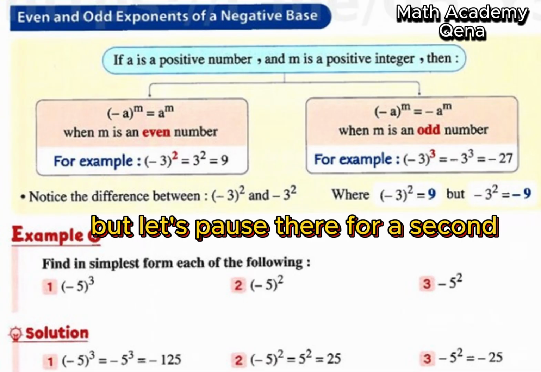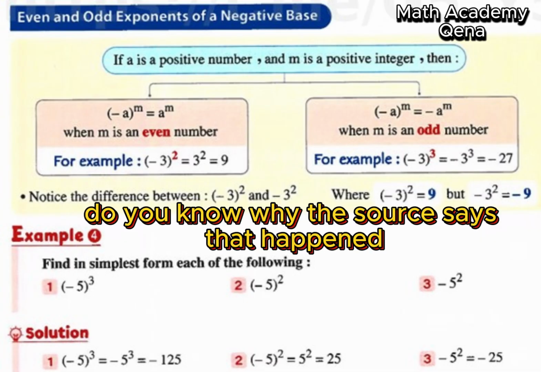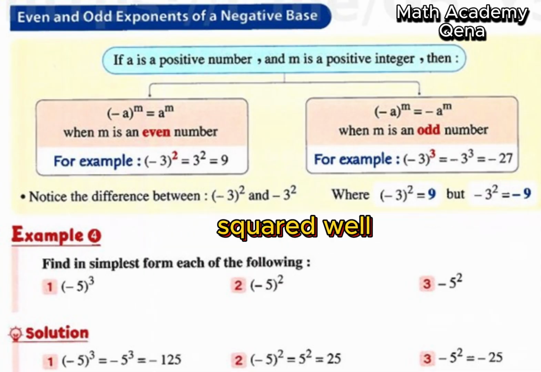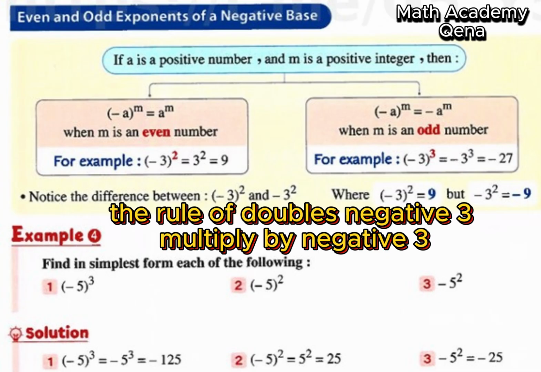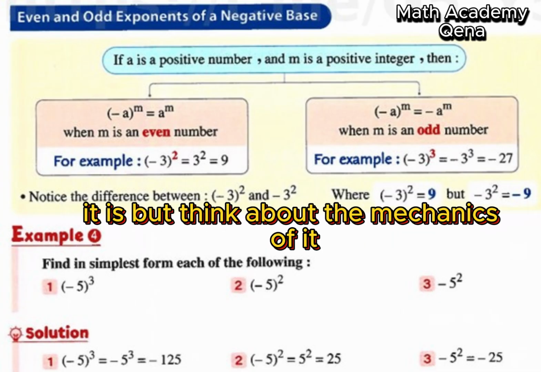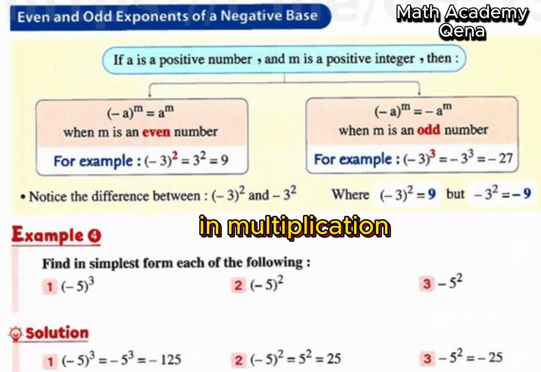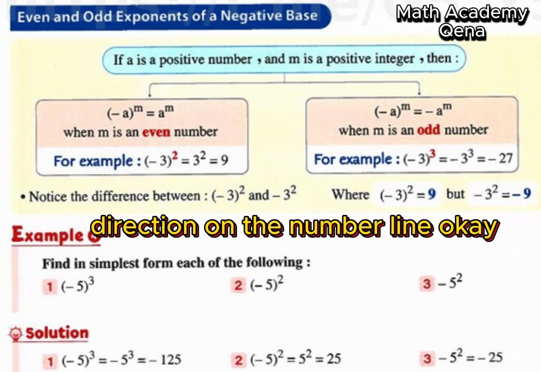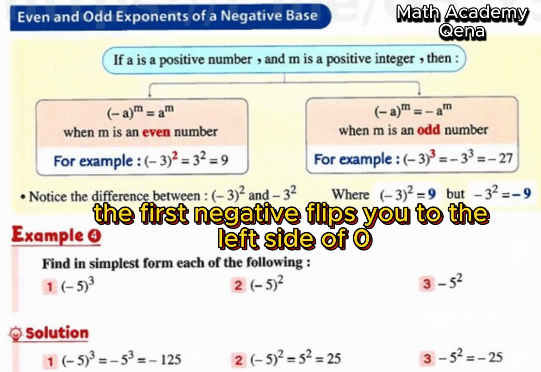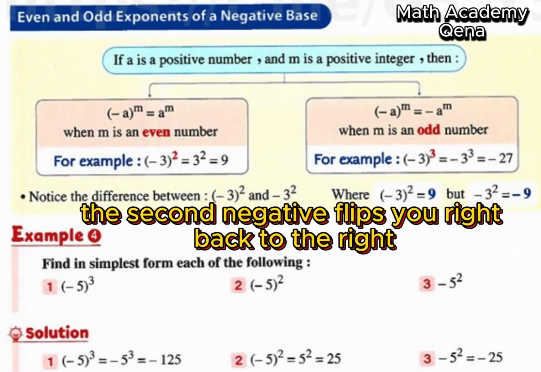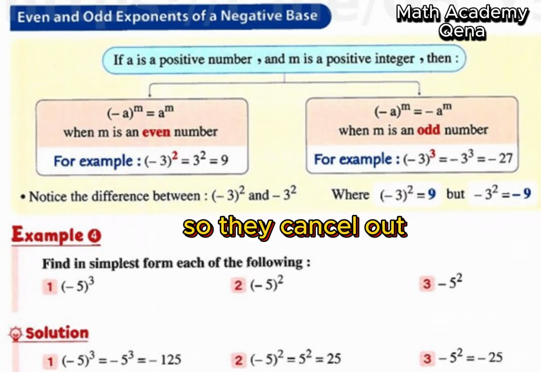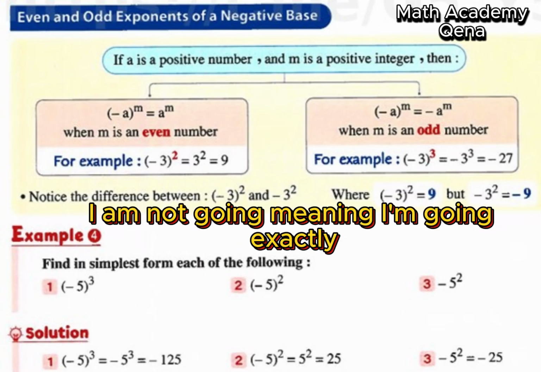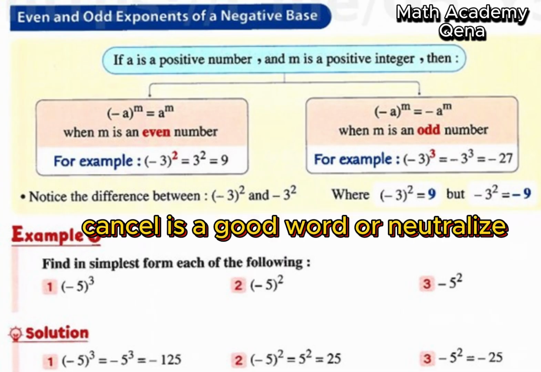Correct. But let's pause there for a second. Do you know why the source says that happened? It uses the example of -3 in parentheses squared. Well, I assume it's just the rule of doubles. -3 multiplied by -3. It is. But think about the mechanics of it. In multiplication, a negative sign is basically an instruction to flip direction on the number line. Okay. The first negative flips you to the left side of 0. The second negative flips you right back to the right. So they cancel out. It's like a double negative in language. I am not going. Meaning, I'm going. Exactly. Cancel is a good word.